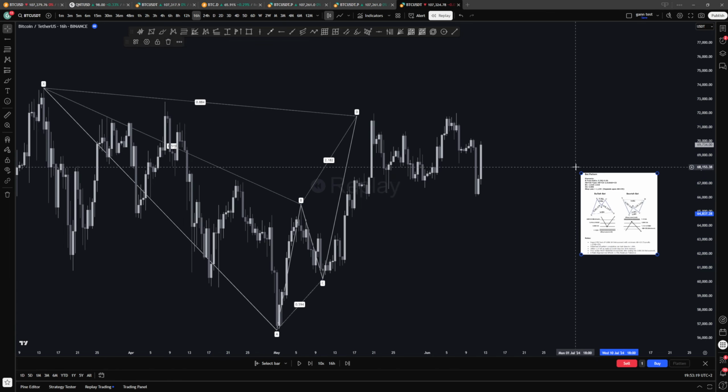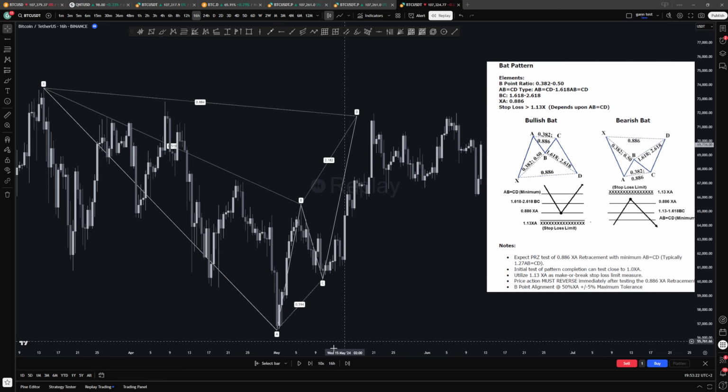This is a bat. As we can see on the bearish bat, X to B is going to be either a 0.382 or a 0.5. In this case, we have a 0.5. A to C has to be between a 0.382 and an 0.886. And then B to D has to be between a 1.618 and a 2.618. There we put X to D on the 0.886, and that's when we have a bat.